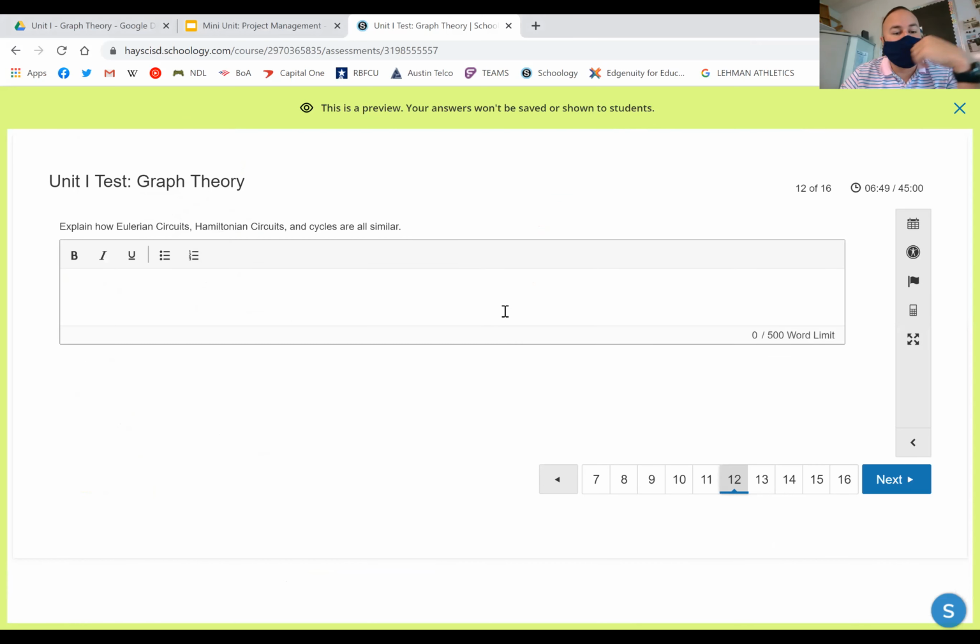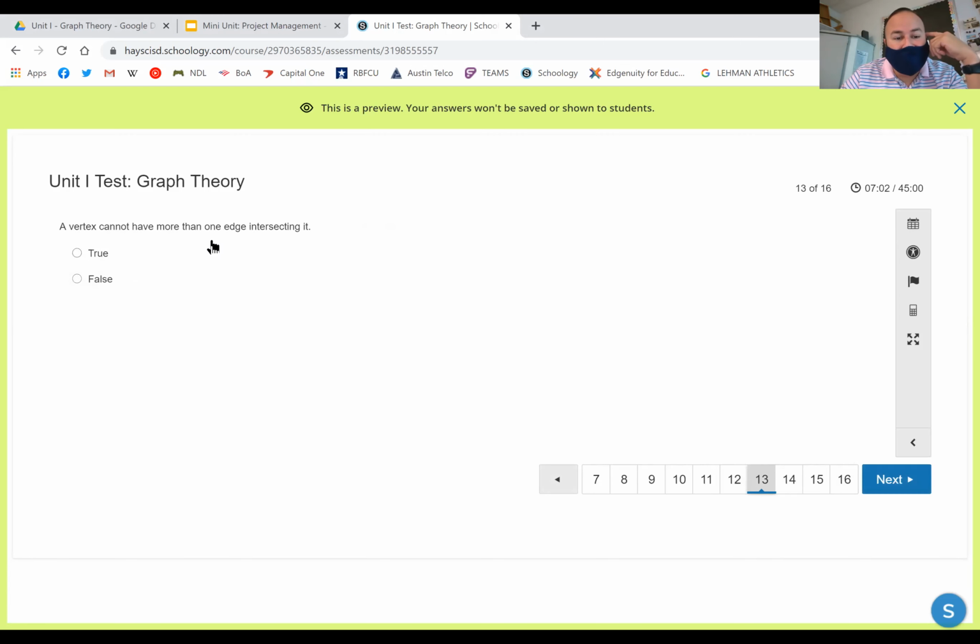Number 12, explain how Eulerian circuits, Hamiltonian circuits, and cycles are all similar. They all start and end at the same vertex. That's the simplest explanation. A vertex cannot have more than one edge intersecting it. That is false. It obviously can have a lot more edges intersecting it.